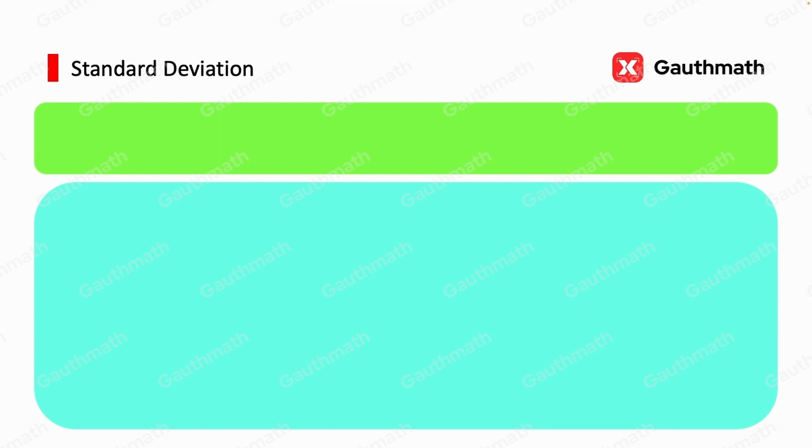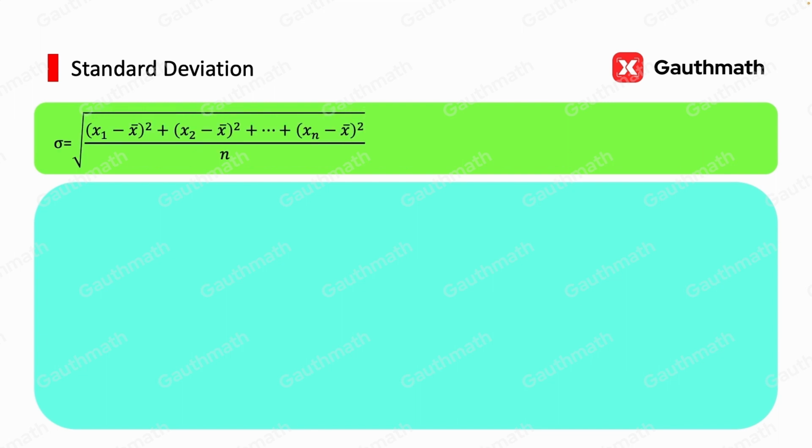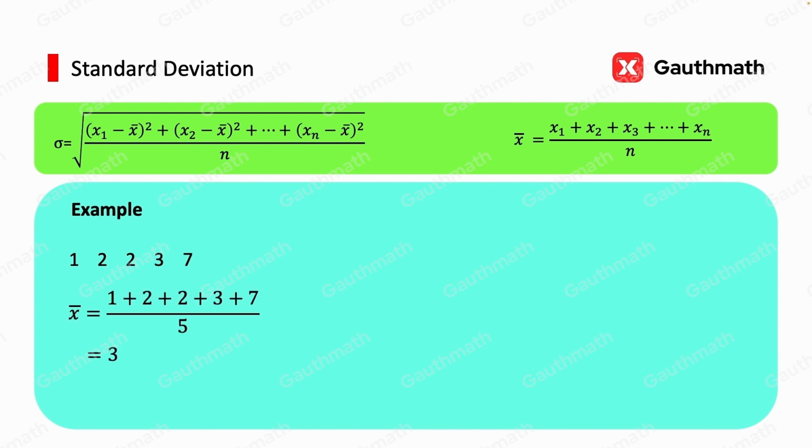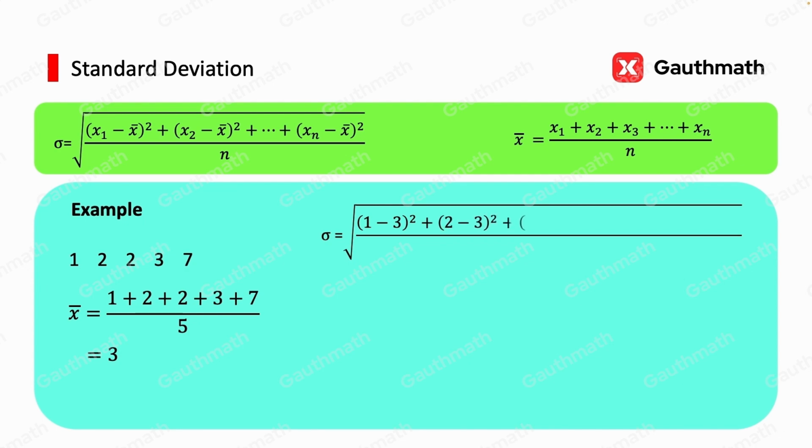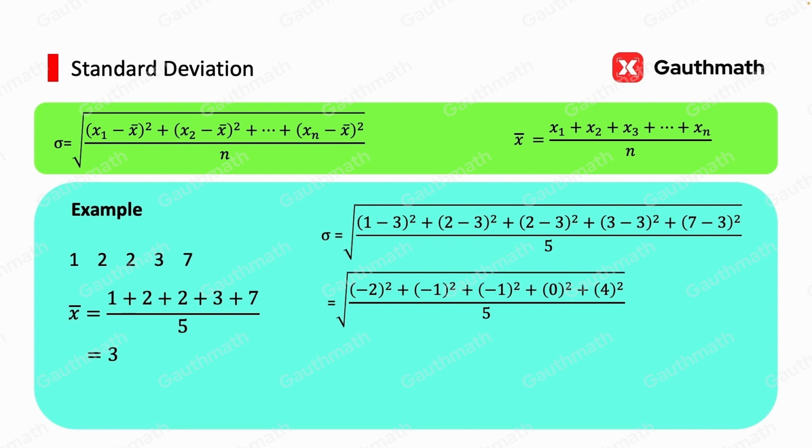I'm going to give you a quick example of how the formula works. Suppose we have a set of data: 1, 2, 2, 3, 7. Then we can calculate the mean first, which is 3. And so the standard deviation can be found by substituting each individual data point and the mean into the formula, like this. And we can calculate the standard deviation to be approximately 2.1.